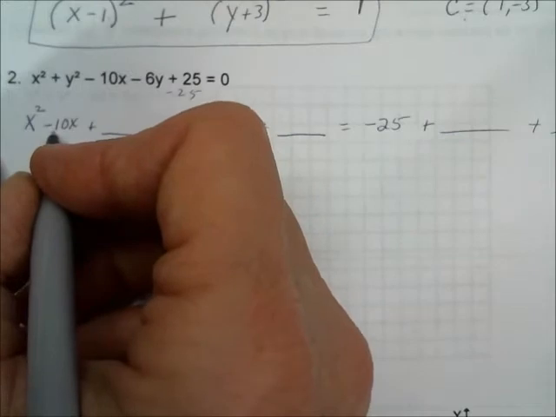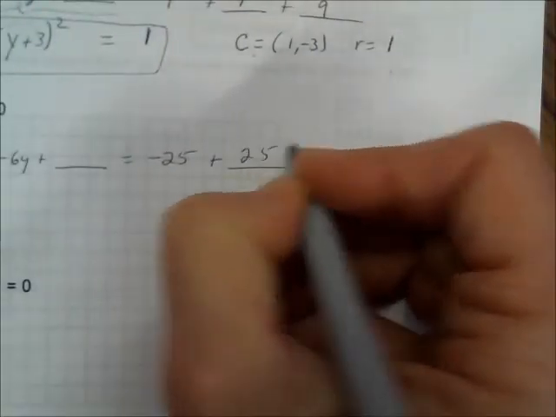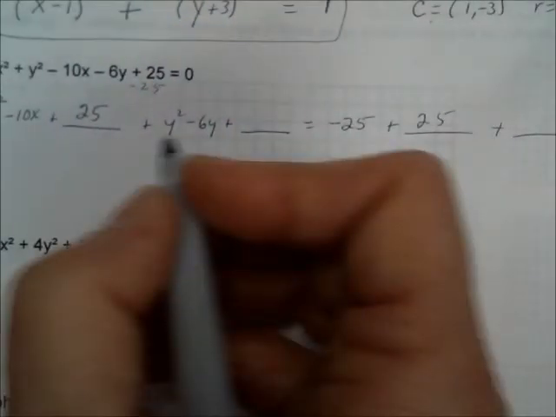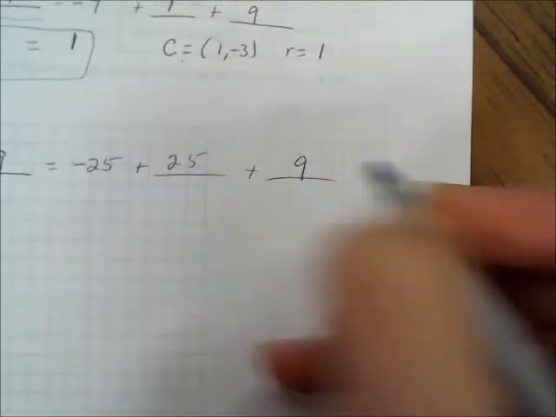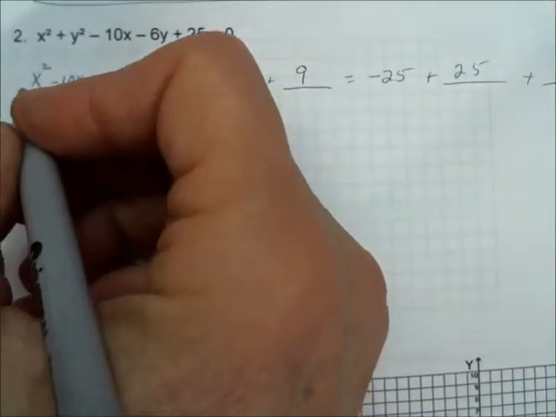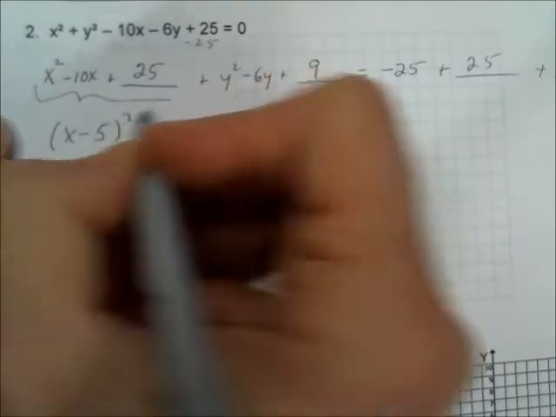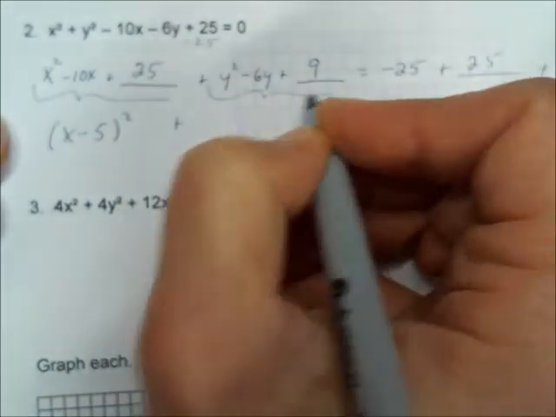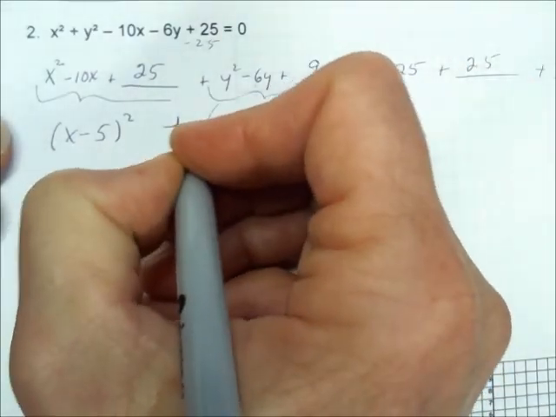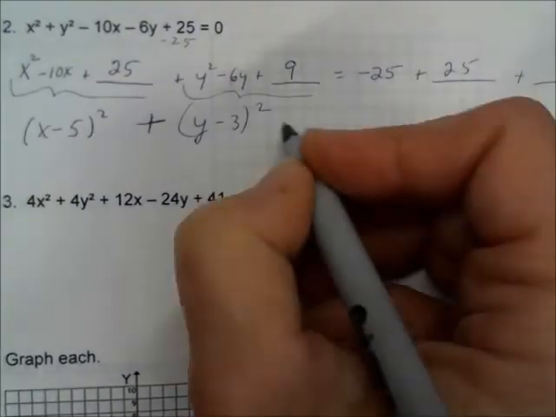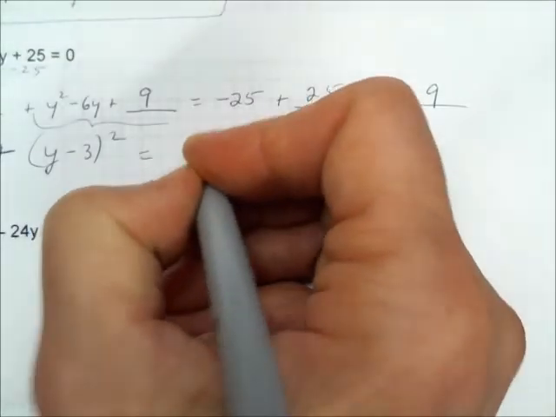Half of 10 is 5. 5 squared is 25, so add 25 to both sides. Half of 6 is 3. 3 squared is 9, so you add 9 to both sides. And now you just factor. This is x minus 5 squared. This is y minus 3 squared. Don't forget the plus sign in between. Equals negative 25 plus 25 plus 9 is equal to 9.